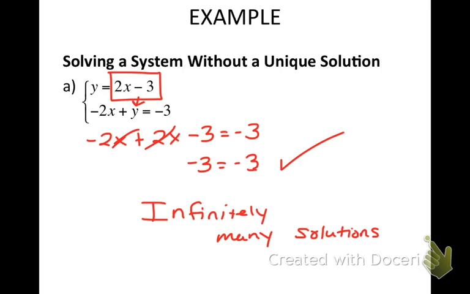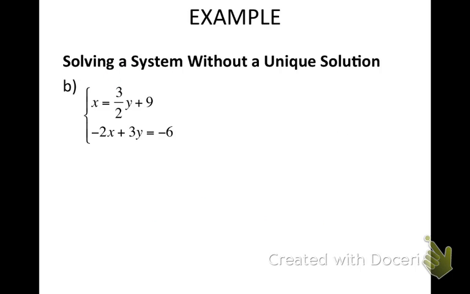Make sure you understand the difference between classifying and solving. Classification would mean that it would be dependent. Solving means we get infinitely many solutions. What do you think it would look like if I had an inconsistent system? Not a true statement. So maybe like -3 equals 2, which is not true. Let's try this one out.